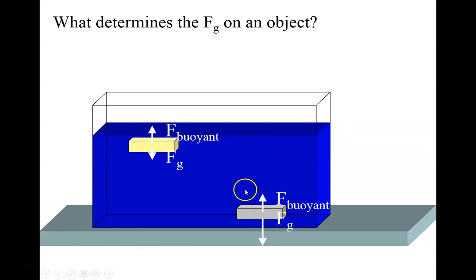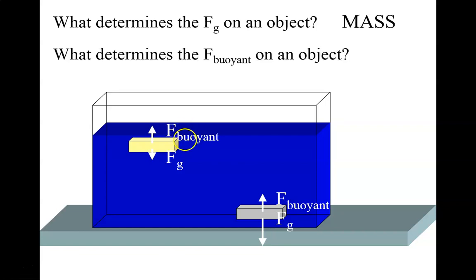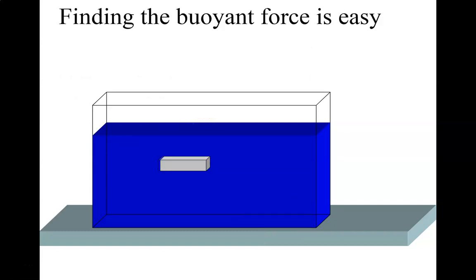So what determines the force of gravity on an object? Well, what determines the force of gravity on an object is its mass, and of course, gravity itself. But we're on planet Earth, so really it's just going to be the mass of the object. What determines the buoyant force on an object? Well, we know it has something to do with the water pushing up on it, it being greater at the bottom than at the top.